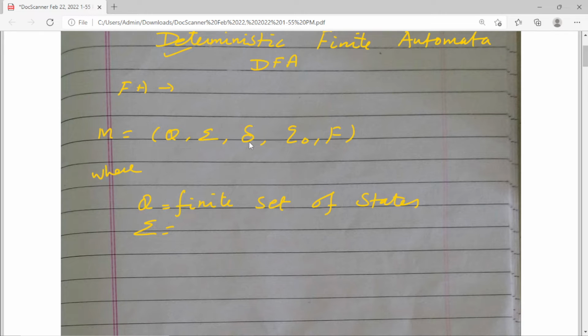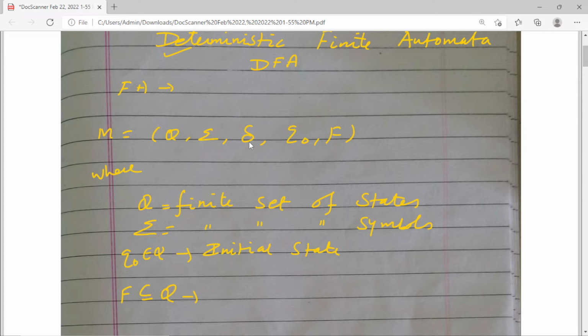This is a finite set of symbols. Next, Q naught, that is one of the states in Q, that is the initial state. Next, F, that is a subset of Q, that is the set of final states. Here note that we have only one initial state, but we can have more than one final state.